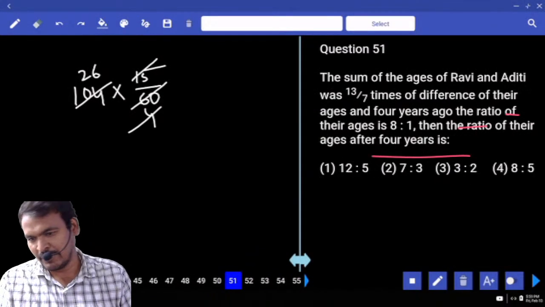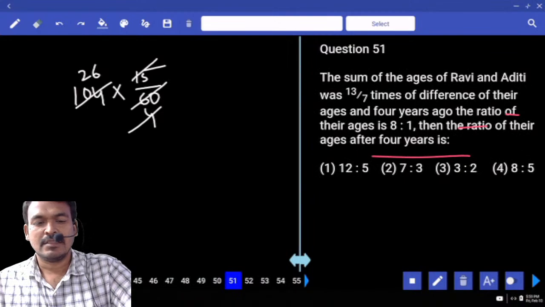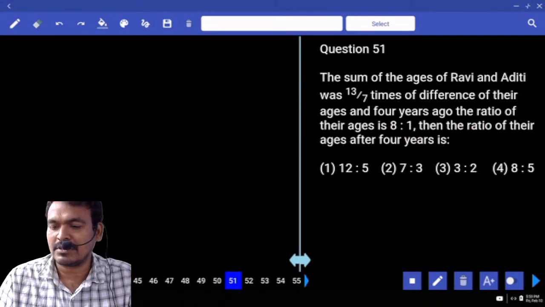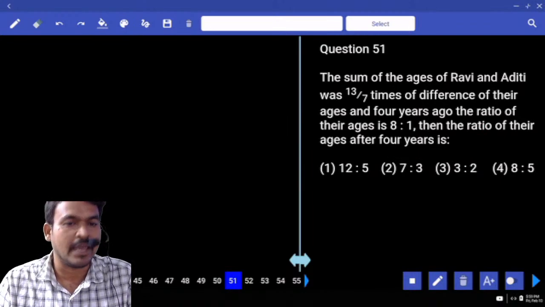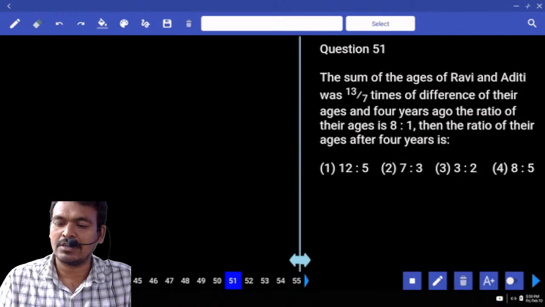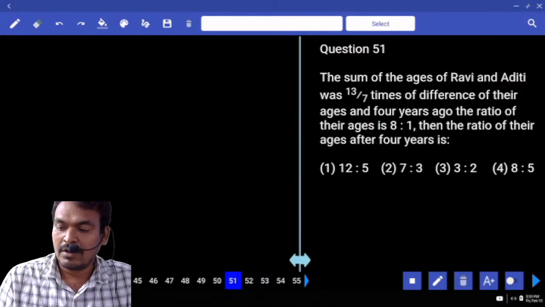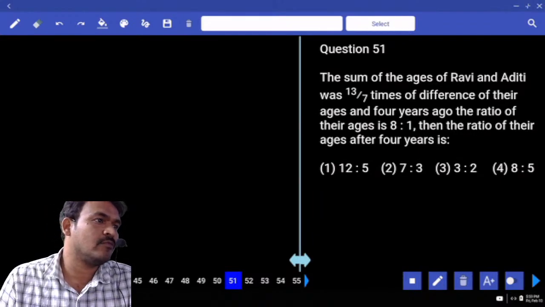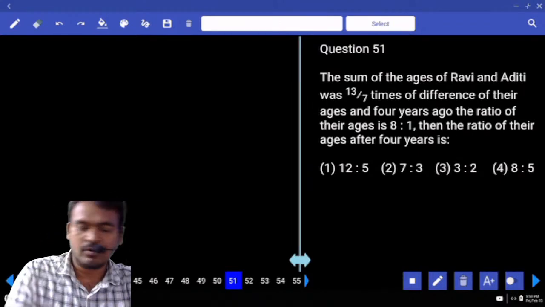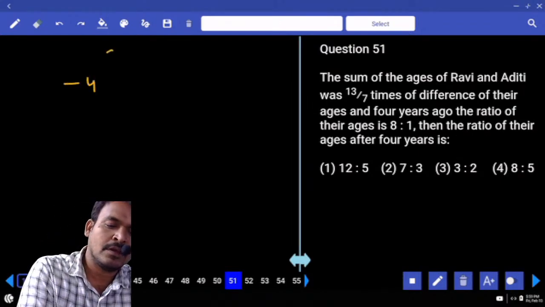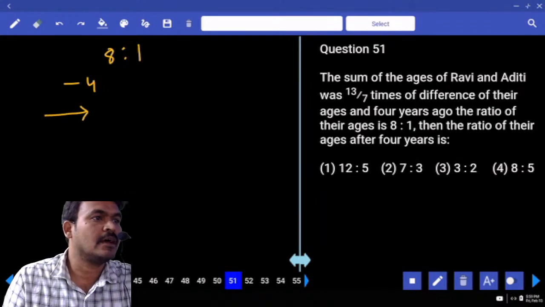Question number 51. The sum of the ages of Ravi and Aditi is 13/7 times the difference of their ages. 4 years ago, the ratio of their ages was 8:1. What is the ratio of their ages after 4 years? First of all, 4 years back, what was the ratio? 8:1, yes or no?